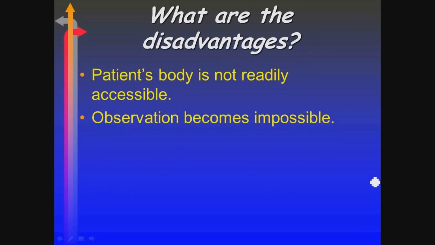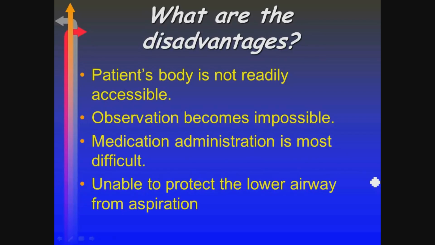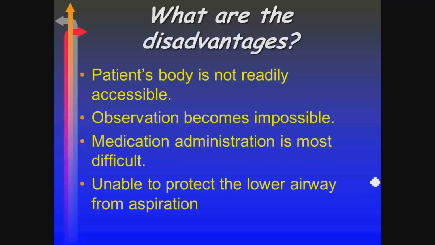You can't see them, so I can't tell if I'm developing peripheral edema. I can't tell if I'm cyanotic other than their lips. Medication administration is a challenge. And again, if you don't have good lower airway function and cough function, you can end up having risk of aspiration. That's the disadvantage of the iron lung, not necessarily the other two. Correct. Primarily talking about the iron lung, yes.